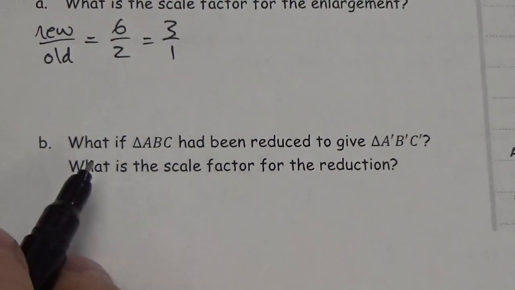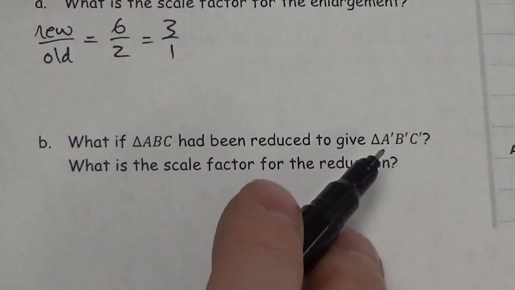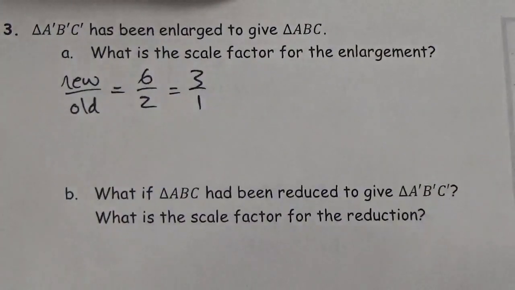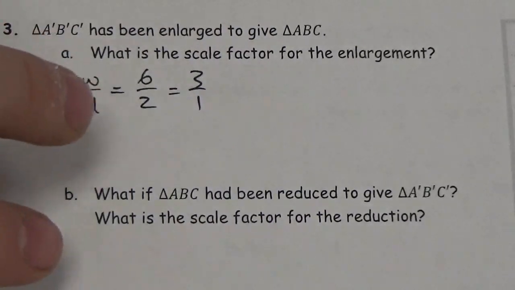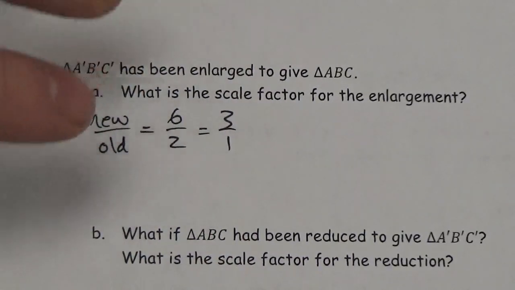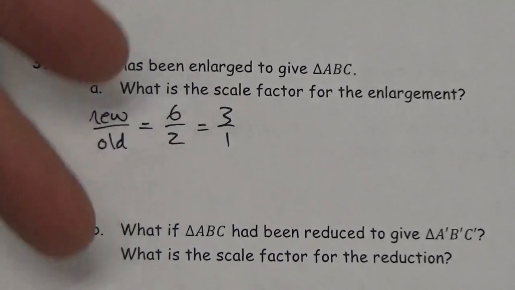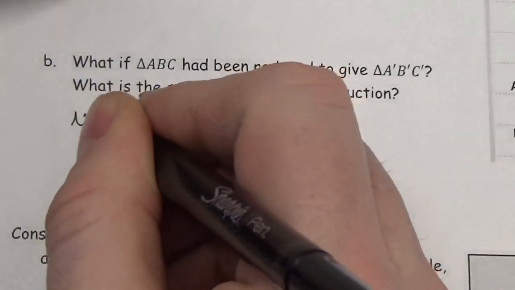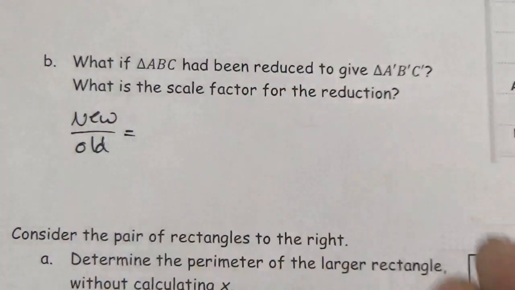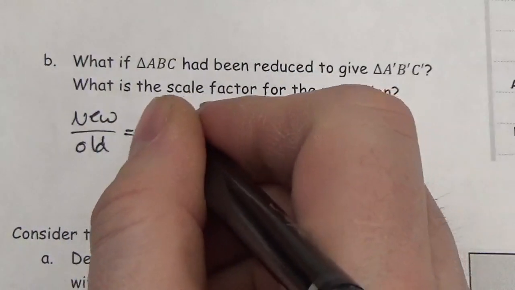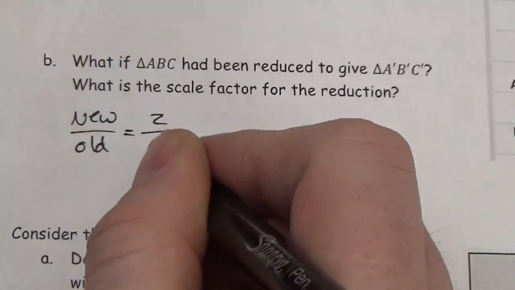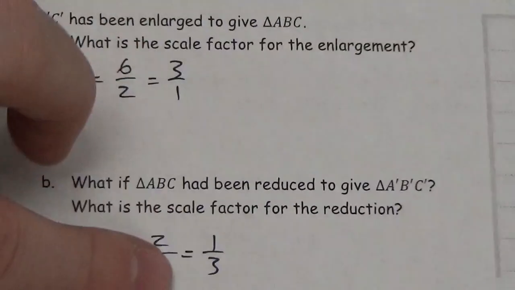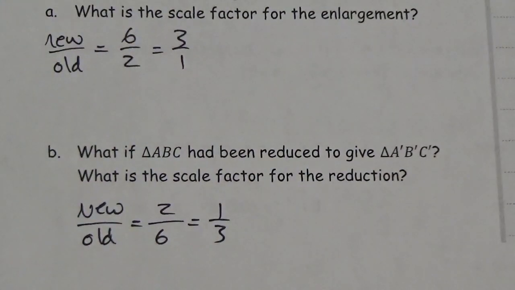Now, the second question says, what if ABC had been reduced to give A prime, B prime, C prime? What would the scale factor be? Well, the nice thing about this relationship is that my new and my old are flipping. So now, to go from new to old, the new has a width of 2 and the old has a width of 6. And that gets reduced to 1/3. So really what happens here is I just take the scale factor and I reciprocate it.